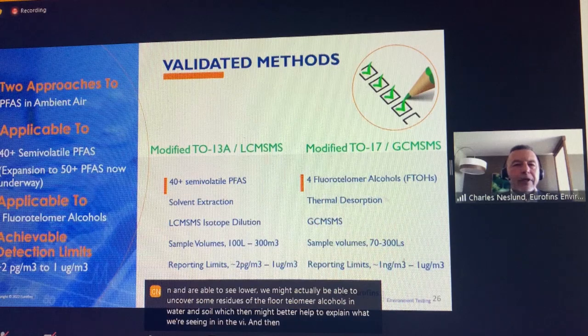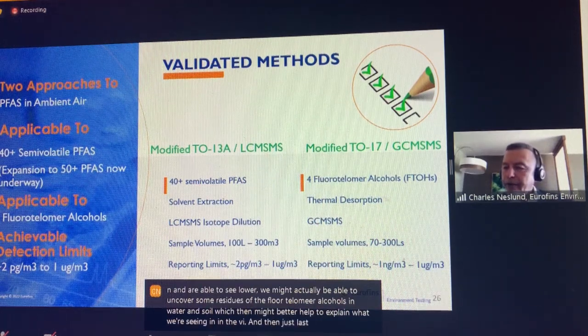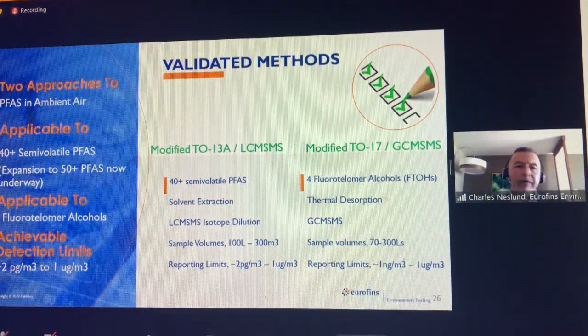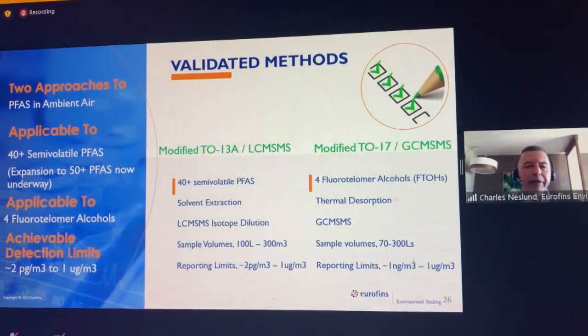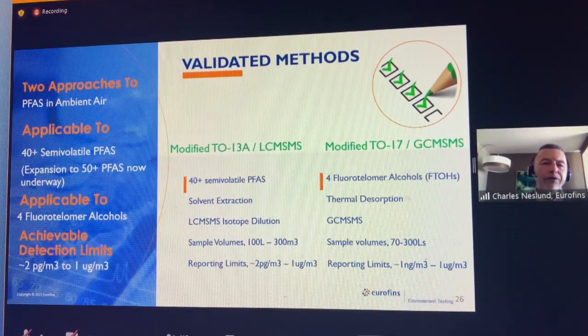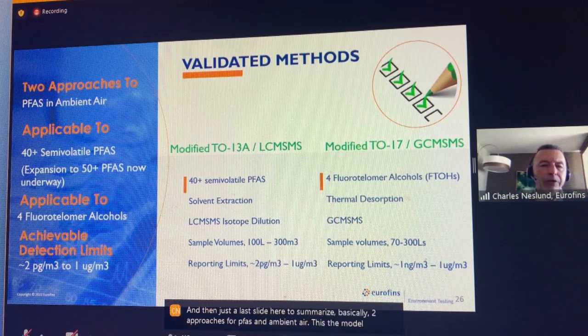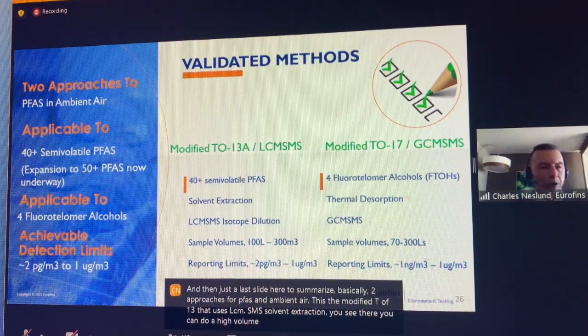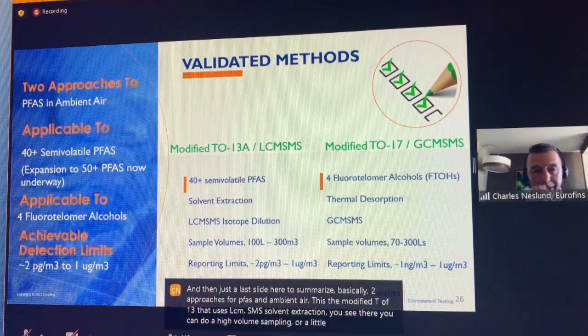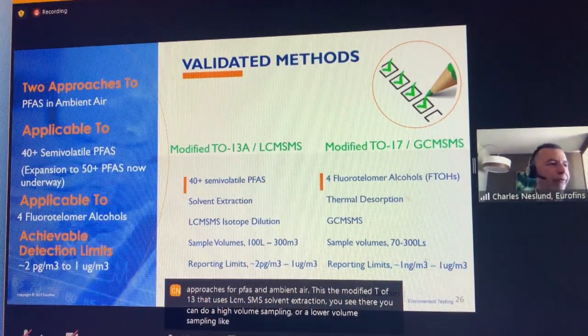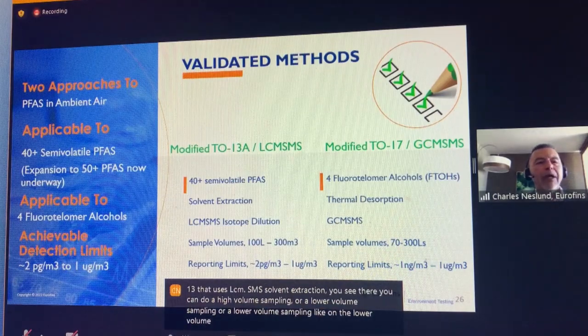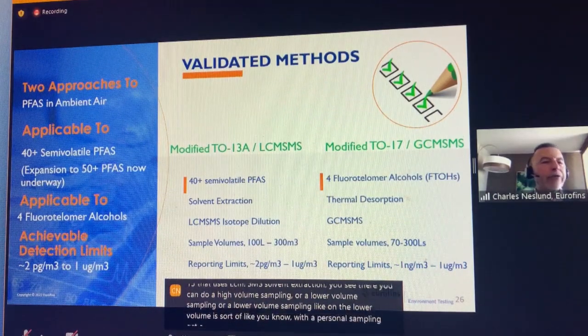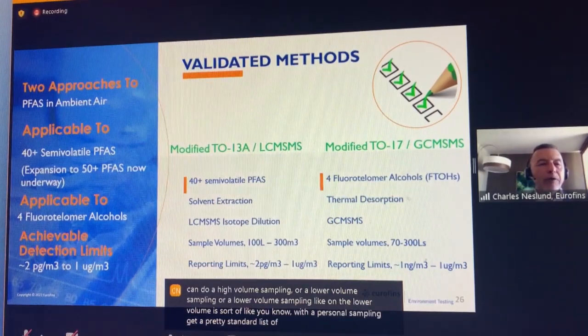And then just last slide here to summarize, basically two approaches for PFAS in ambient air. The modified TO-13 that uses LC-MS solvent extraction. You see there, you can do a high volume sampling or a lower volume sampling, and the lower volume is sort of like with a personal sampling pump. Get a pretty standard list of PFAS, anionic forms of PFAS.